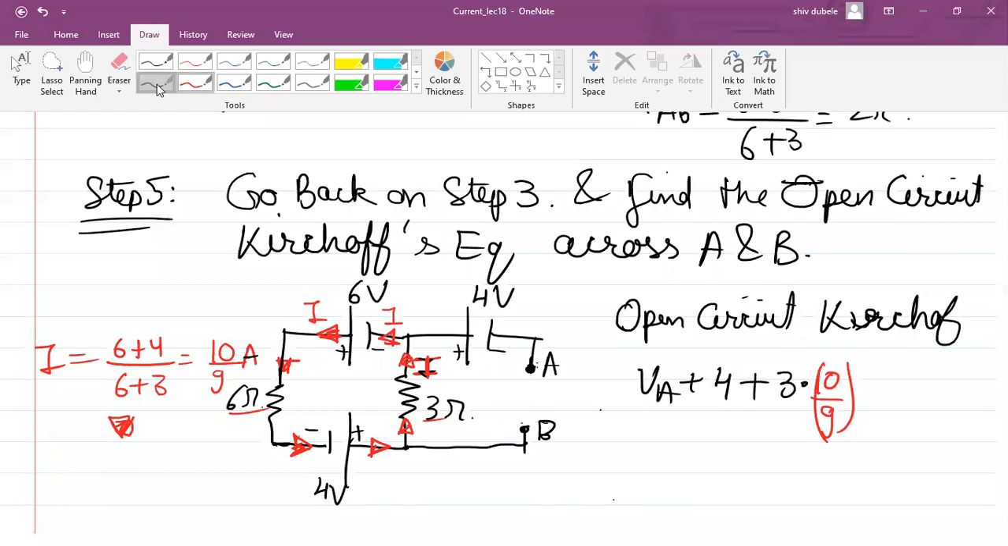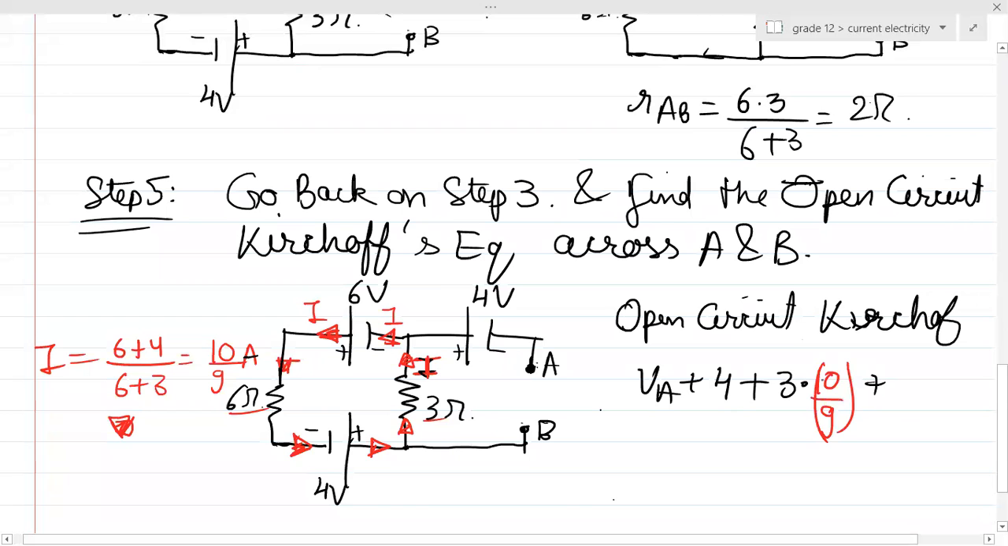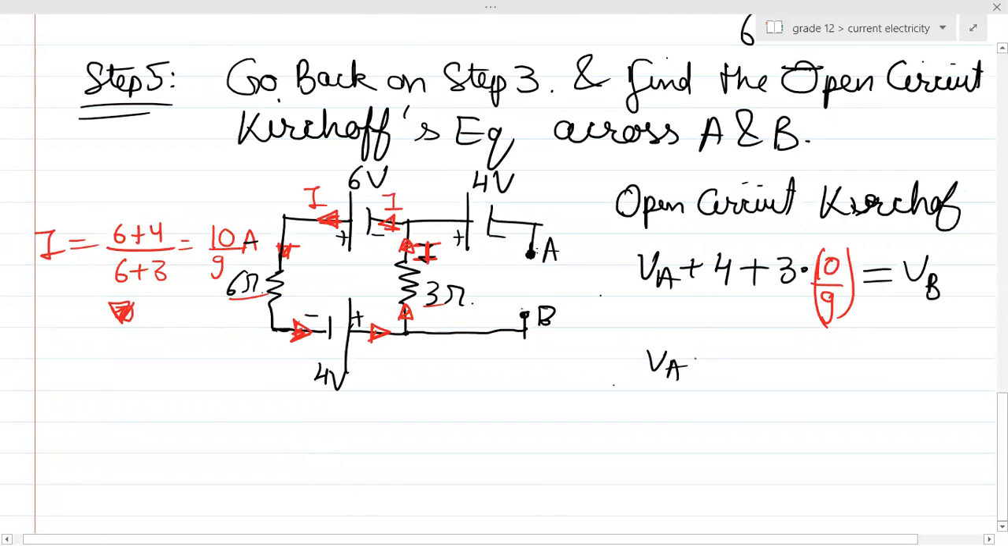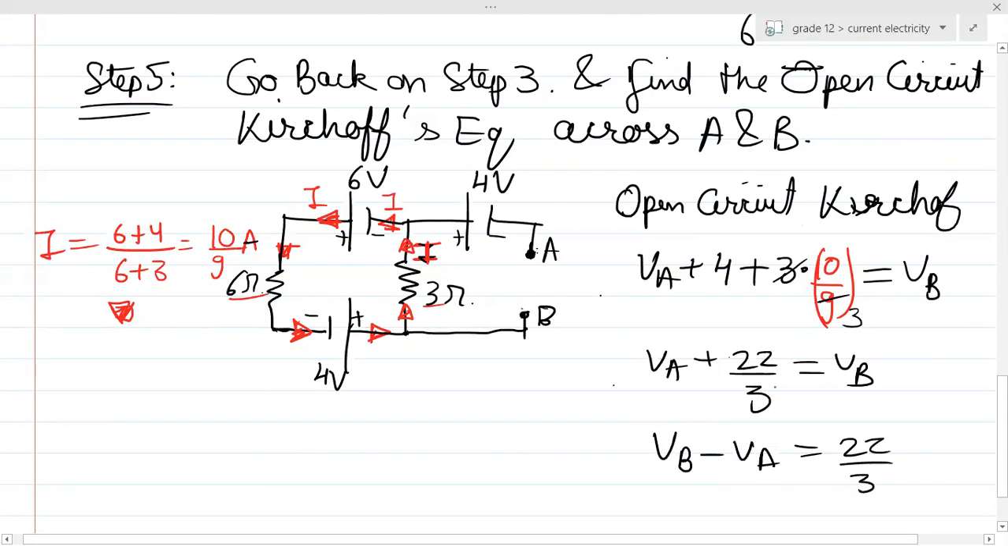उसके बाद में plus this 10. फिर उसके बाद did you reach VB? Yes or no? So it is equals to VB. So can you see from here VA plus 4 plus 3 into 10 by 9, so this is 10 by 3. 4 plus 10 by 3 is 22 by 3, right? Yes or no? Yes, sir. Equals to VB. So can you see over here? You need this thing to be positive. So you'll write VB minus VA is equals to 22 by 3.